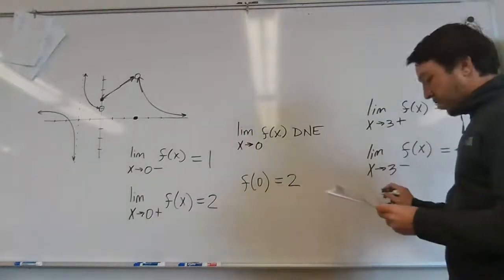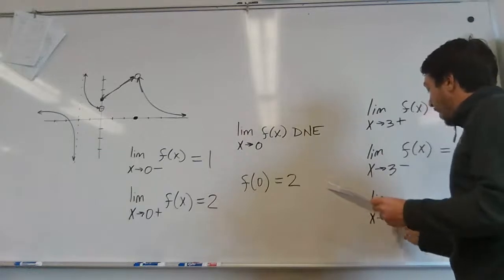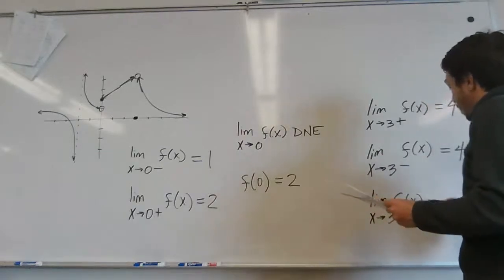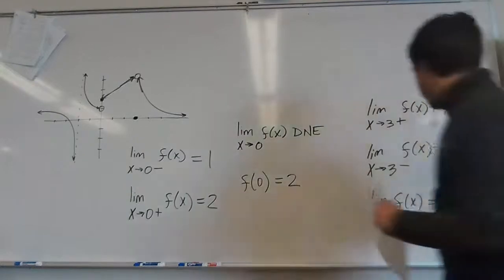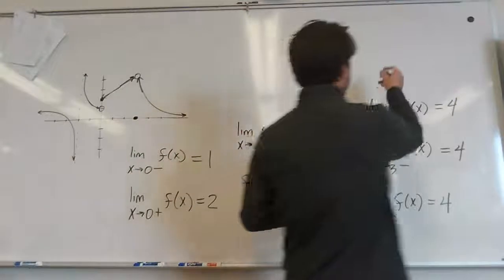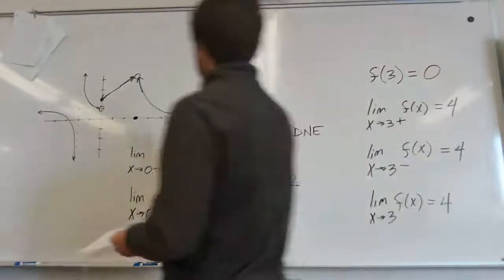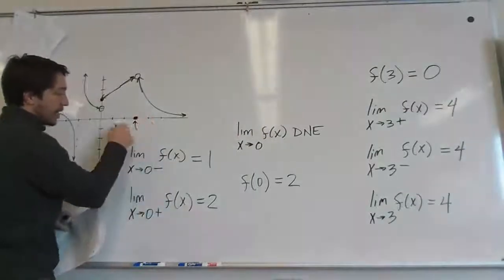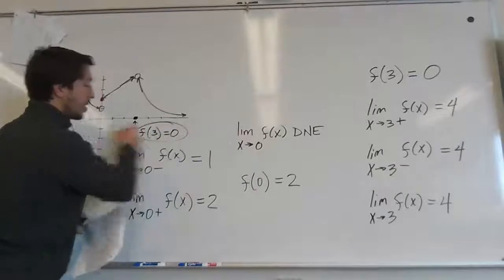Actually, sorry, let me finish this. So what's the limit then? Does the limit exist? 4. If the left limit and the right limit are the same number, then the limit exists every single time. You say it equals 4. However, what is f of 3 though, according to this graph? It's 0 because of this dot. That dot right there tells us that f of 3 is 0.